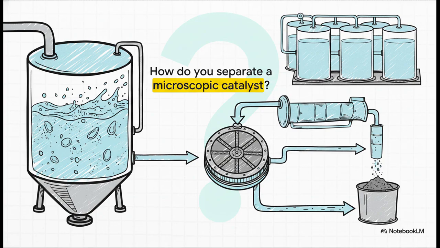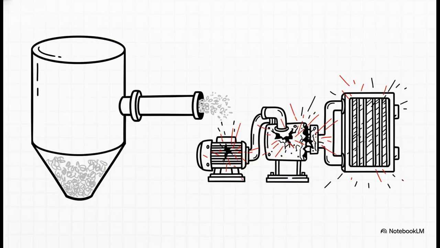Just imagine the absolute nightmare of trying to separate microscopic, powdery dust from your final liquid product on an industrial scale, thousands and thousands of liters at a time. Traditional separation methods like filtration or decanting, which is basically just letting the dust settle to the bottom, are incredibly difficult and inefficient with these fine particles.